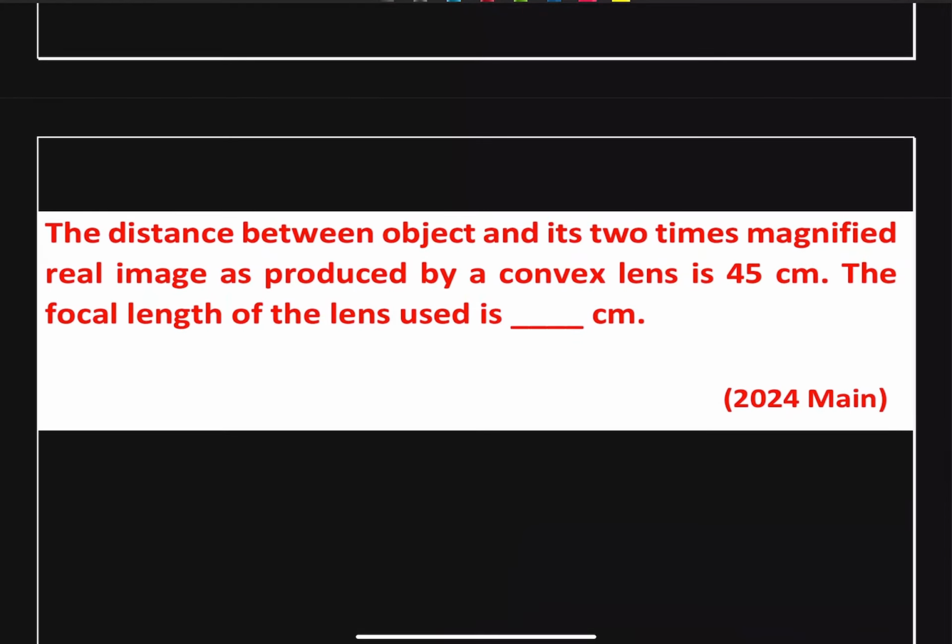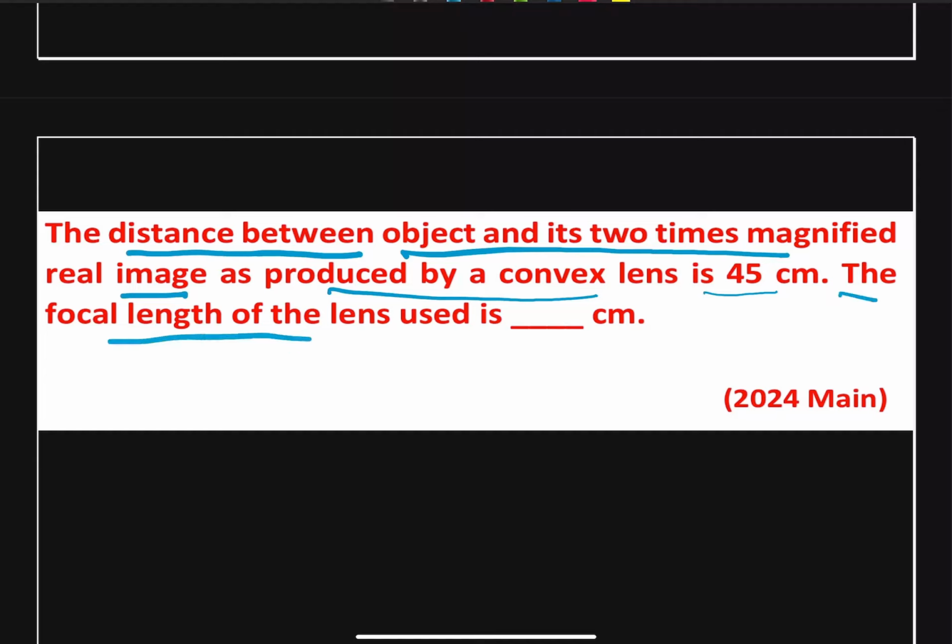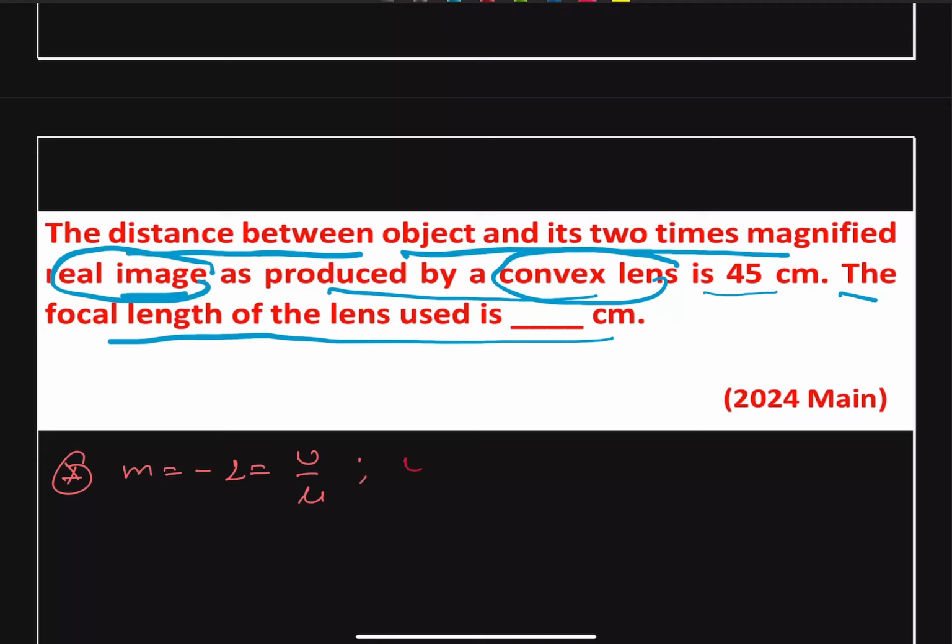Here it is given that the distance between the object and its 2 times magnified real image produced by a convex lens is 45 centimeter. The focal length of the lens used is? So it is just the same question as we did previously, only difference is that there is a convex lens and a real image. And we start with the magnification once again. So we have magnification that is equal to minus of 2 is equal to V upon U, and this gives us that V is equal to minus of 2 multiplied by U, and the image is real.